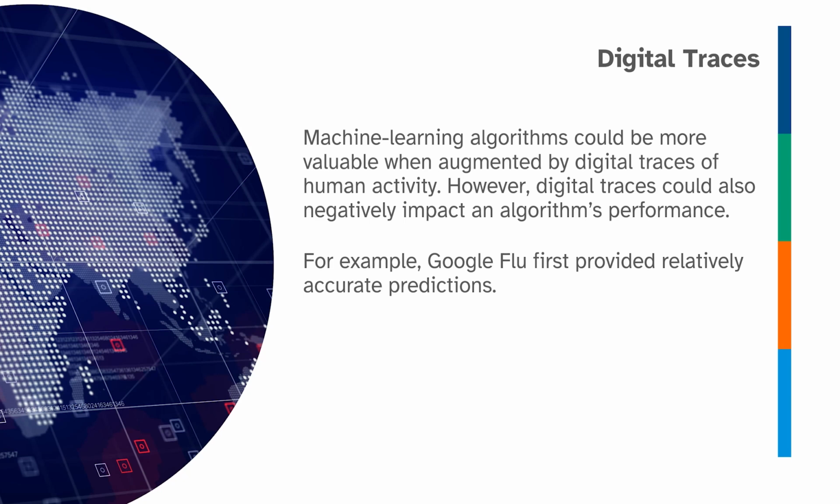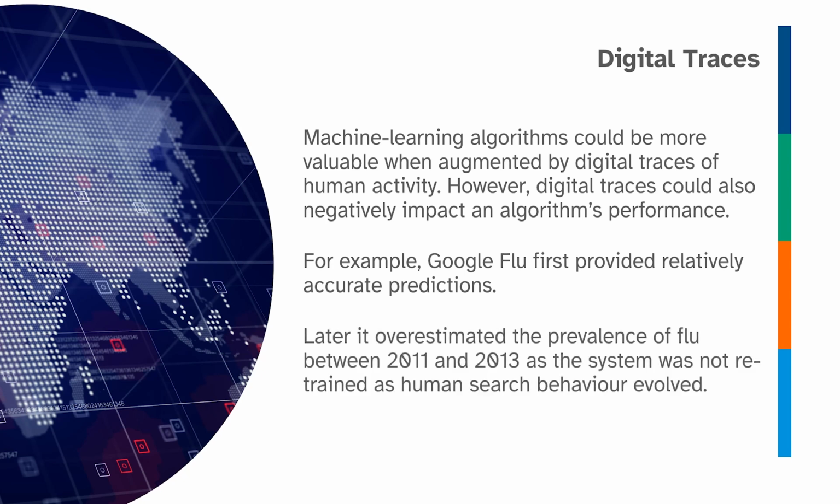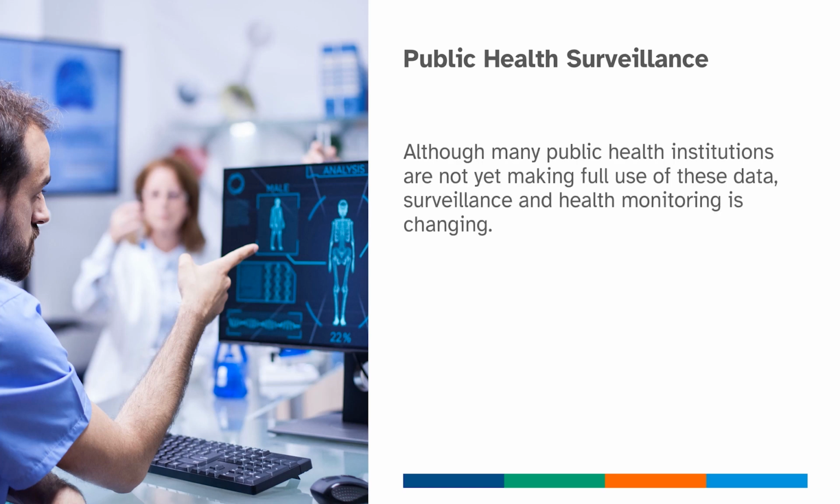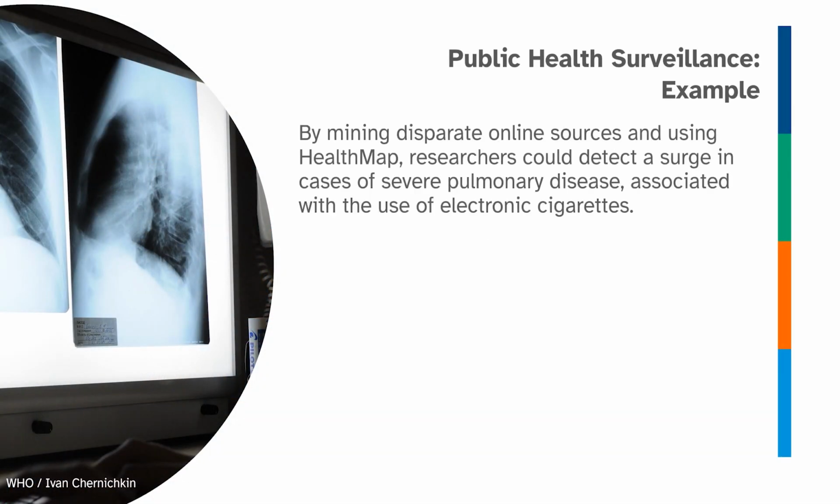While Google Flu Trends first provided relatively accurate predictions before those of the US Centers for Disease Control and Prevention, it overestimated the prevalence of flu between 2011 and 2013 because the system was not retrained as human search behavior evolved. Although many public health institutions are not yet making full use of these data, surveillance and health monitoring is changing. For example, by mining disparate online sources and using HealthMap, an online data mining tool, researchers could detect a surge in cases of severe pulmonary disease associated with the use of electronic cigarettes.